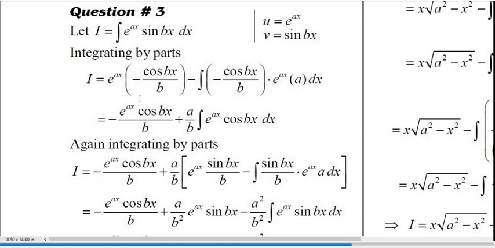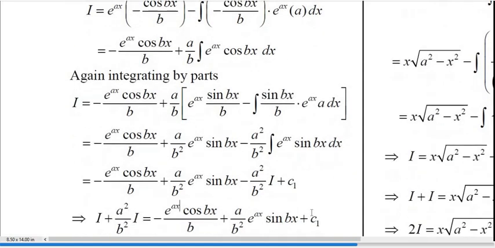Again integrating by parts, we get I is equal to minus e power ax cos bx divided by b plus a by b into applying by parts integration on these two functions, e power ax cos bx. Integration of cos bx is sin bx divided by b, minus integration of sin bx divided by b, multiplied by derivative of e power ax, which is e power ax into a d of x. Now multiplying a by b on all terms of this.